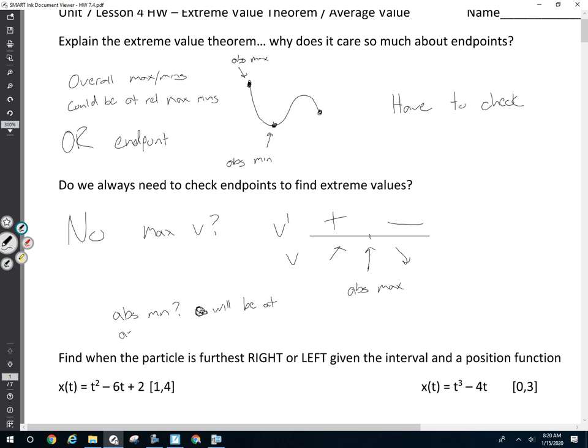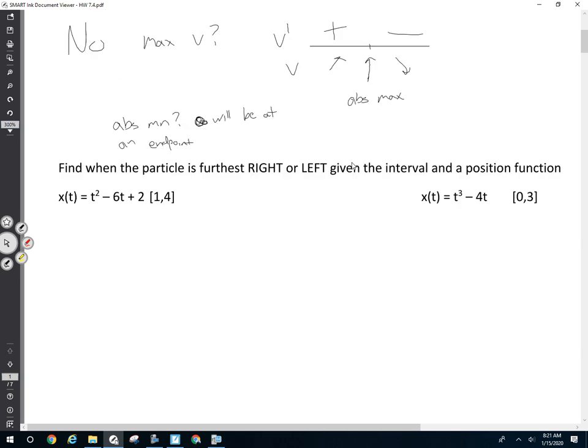This is just one situation, understanding that I can do a numerous amount of situations. It's just an example of how I don't have to check the endpoints because I know v prime is just positive and negative. That has to be the max. V is going to be increasing and decreasing.